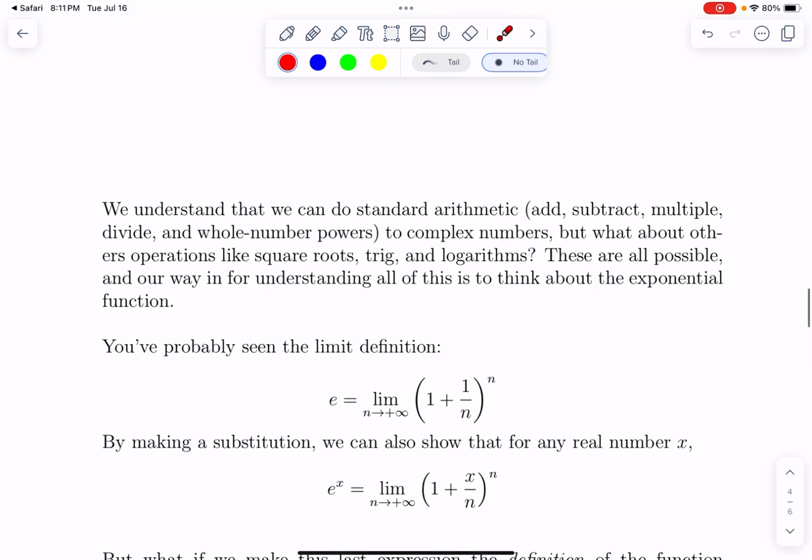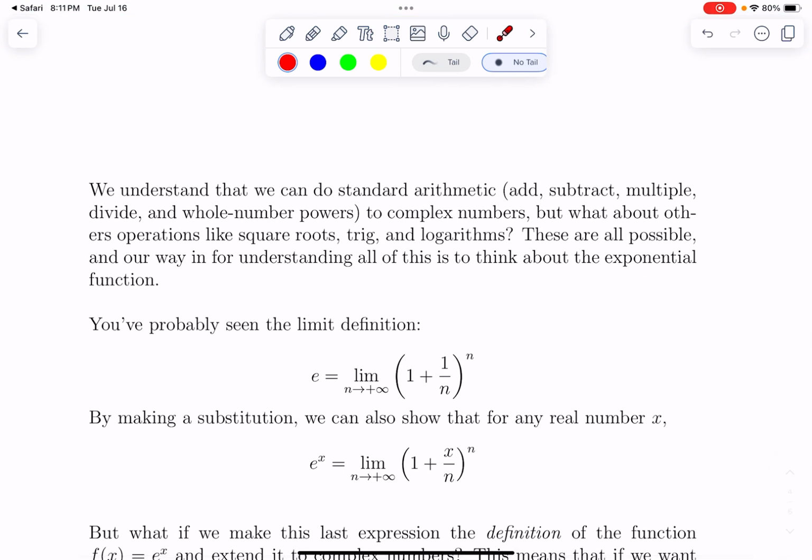So now things are going to get really interesting. We're going to think about other powers, or other ways of doing exponents. Adding, subtracting, multiplying, dividing, whole number powers, we understand how that works with complex numbers. Now, what if we want to do other things like square roots or trig or logarithms? There's actually a way of making sense of all of this. And the way in is to think about other kinds of exponentiation.